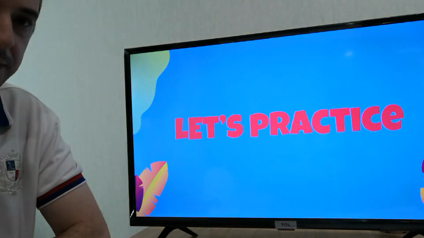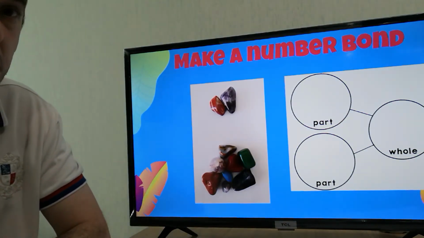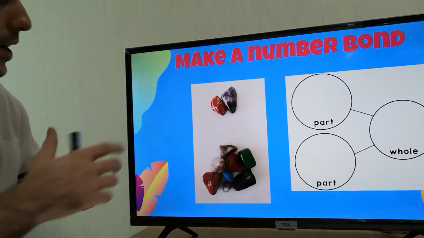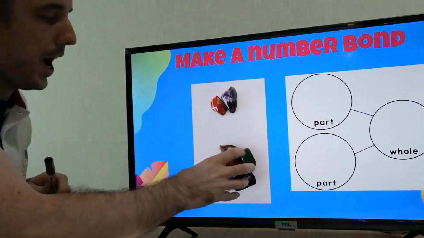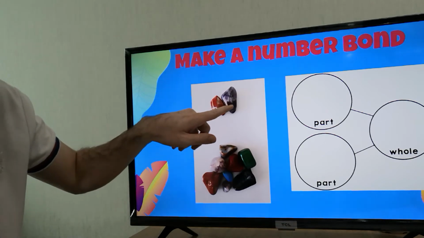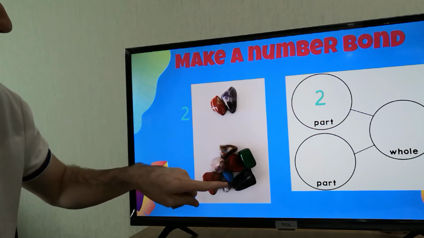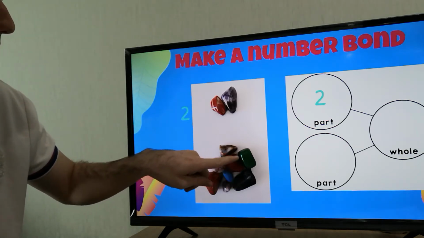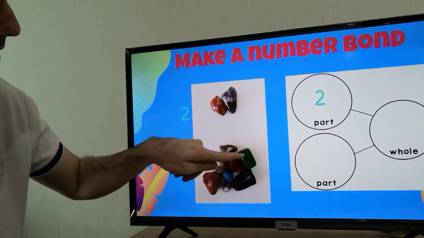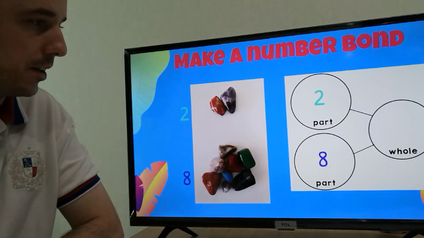Let's practice. Okay, so here you see another number bond. You have group number 1, group number 2. So this group would go into this circle and this group will go into this circle. 1, 2, 2. 1, 2, 3, 4, 5, 6, 7, 8. Let's count again. 1, 2, 3, 4, 5, 6, 7, 8. So 8 goes into this circle.